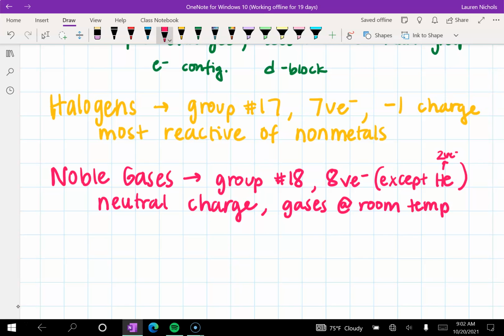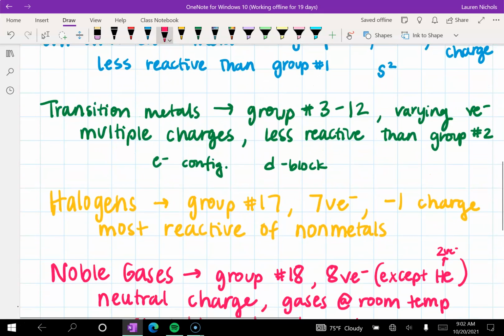And they are the most stable. They're the most stable elements on the periodic table, which means that they do not react at all. All of the other elements are reactive. These are not. The only way they'll react is if scientists force them in an experiment, but it takes very specific conditions for that to happen. So those are our noble gases.